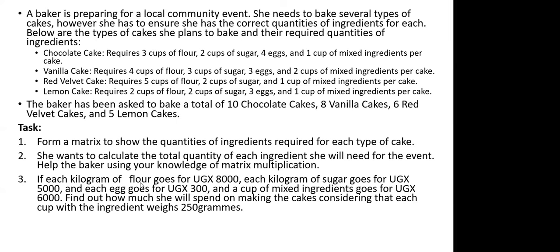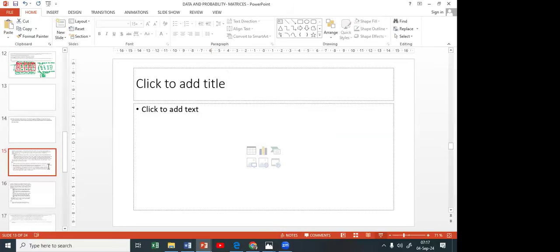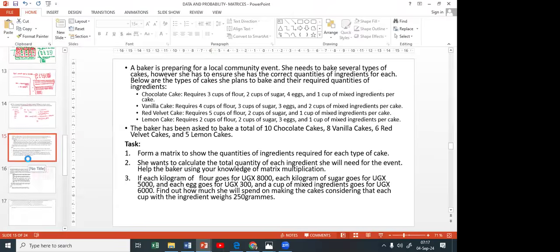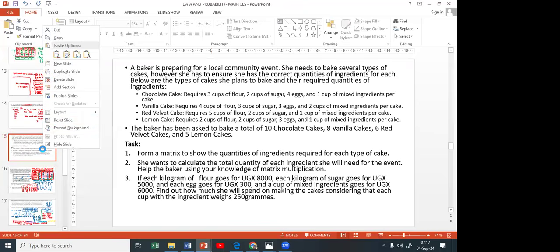They're asking if each kilogram of flour goes for 8,000, each kilogram of sugar goes for 5,000, and each egg goes for 300, and a cup of mixed ingredients goes for 6,000. Find out how much you will spend on making the cakes, considering that each cup with the ingredient weighs that. Now, allow me to first save this a bit. It seems I missed, okay. I think I'm safe.